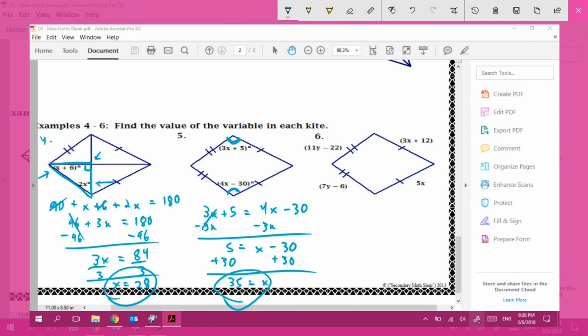And then for this last one, you're going to have to find x and y. It's two different equations you're going to have to write. But once again, just algebra problems. So I want you guys to try number 6 on your own. And that's going to wrap it up for our kites. And we are done learning about different types of quadrilaterals.